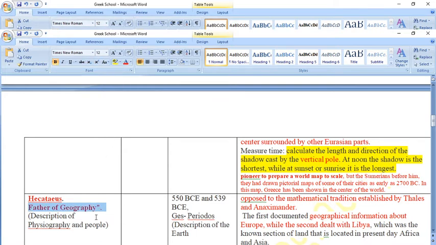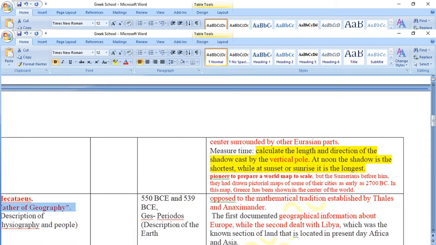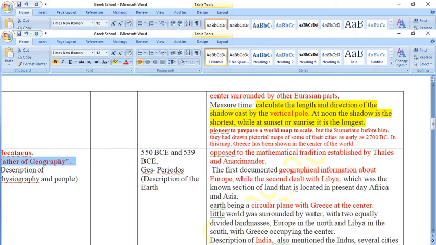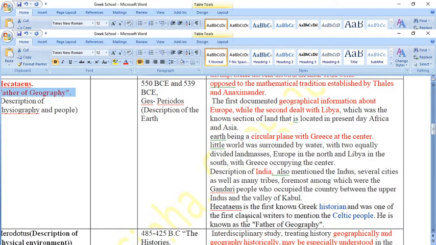Why do we call him the father of geography? He opposed the mathematical tradition. He was not a mathematician like Thales of Miletus or Anaximander. He did not like to pursue the mathematical tradition, but he described lots of geographical phenomena. To some extent he was also a historian. He was the first person who wrote about the Celtic people and their language.